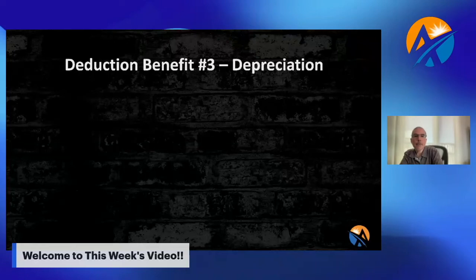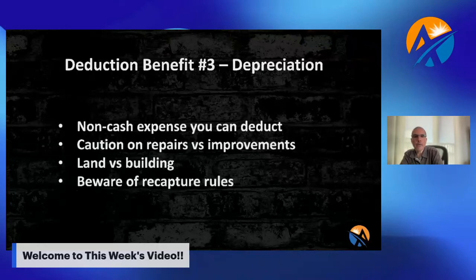Deduction benefit number 3 relates to how it is possible to generate a tax loss but still generate positive cash flow from your rental property. Basically, the IRS allows you to deduct certain costs of your rental activity over time through a method that's called depreciation. Items that are required to be depreciated include such things as the building itself, certain repairs that add value to your property, such as a renovation, and other things such as equipment.